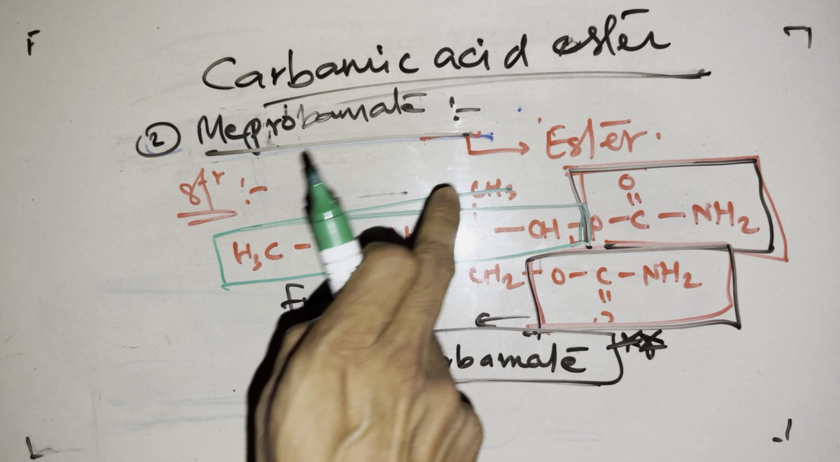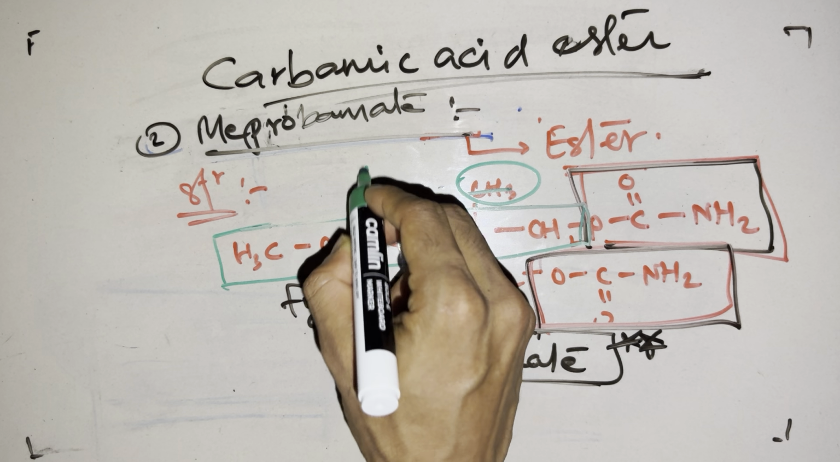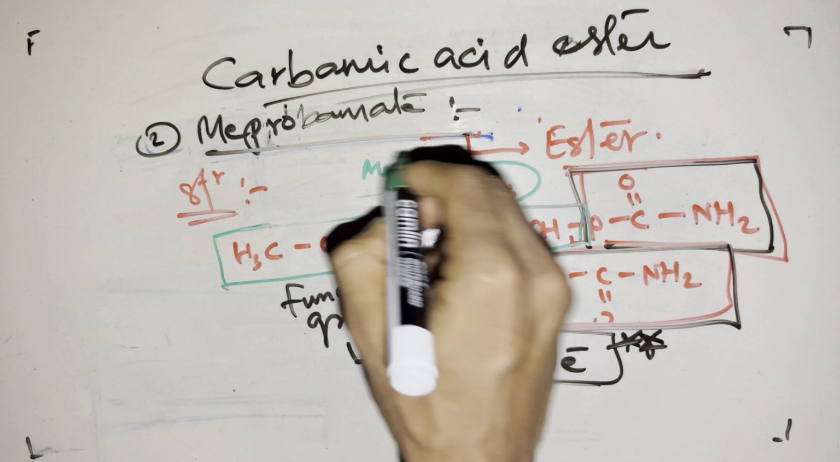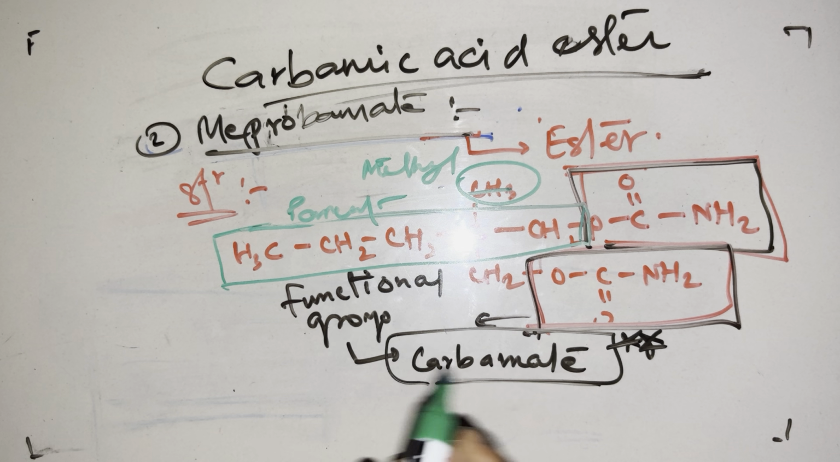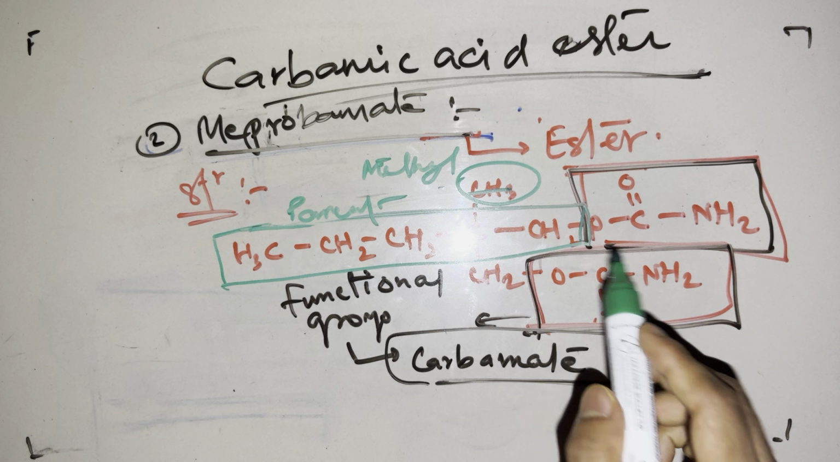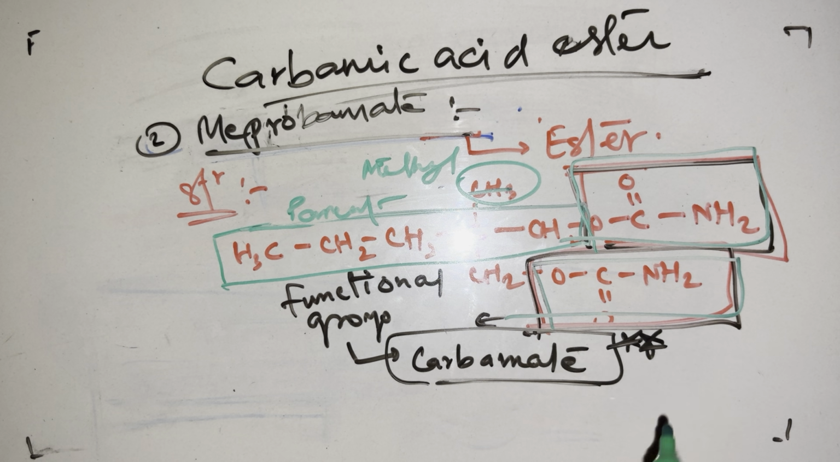This is the parent chain. Okay, here you will see one methyl group. One methyl group. This is parent chain. And here you will see that these are the functional group. What is the IUPAC name of that functional group?